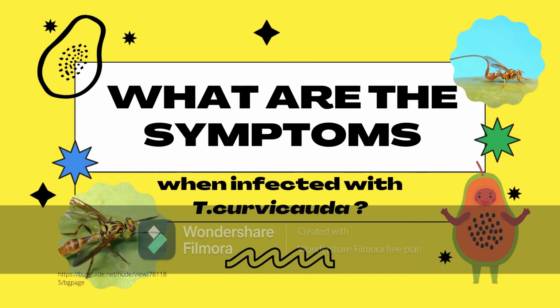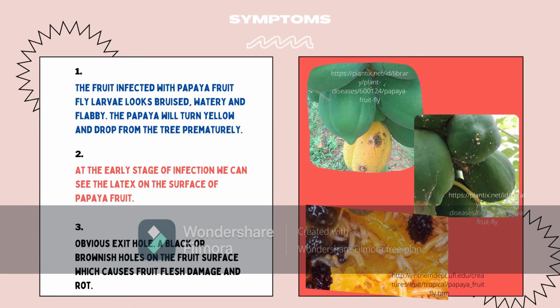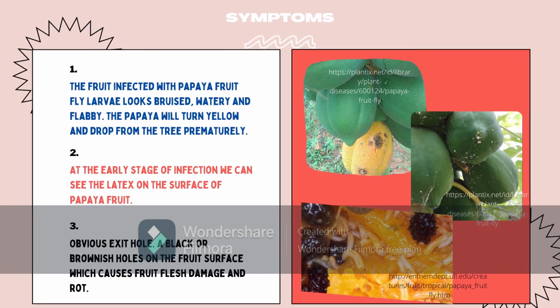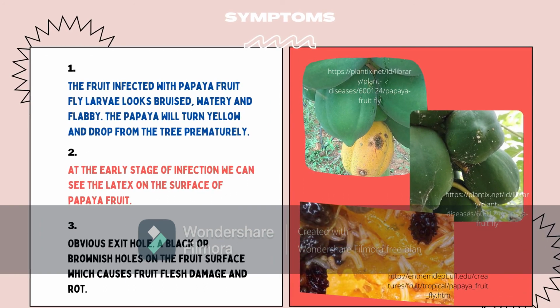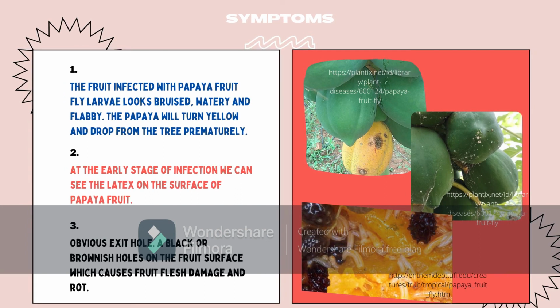Alright, now we have known the characteristics of this insect pest. So let's proceed with the symptom phase in papaya trees when they are infested with Toxotrypana curvicauda. First, the fruit infested with papaya fruit fly larvae look bruised, watery, and flabby. The papaya will turn yellow and drop from the tree prematurely.